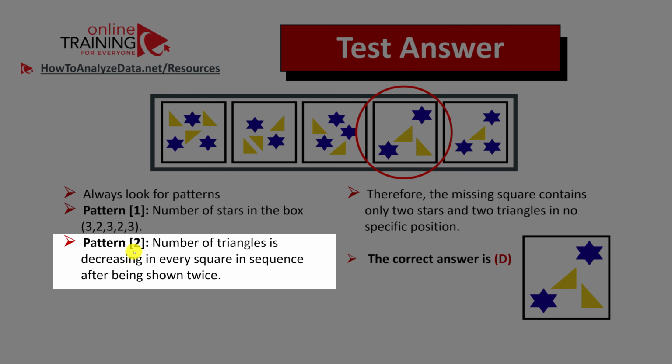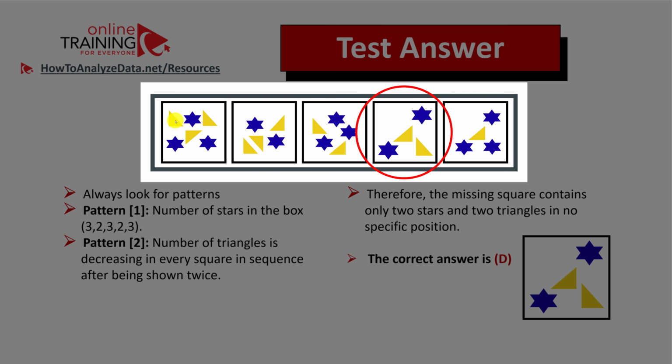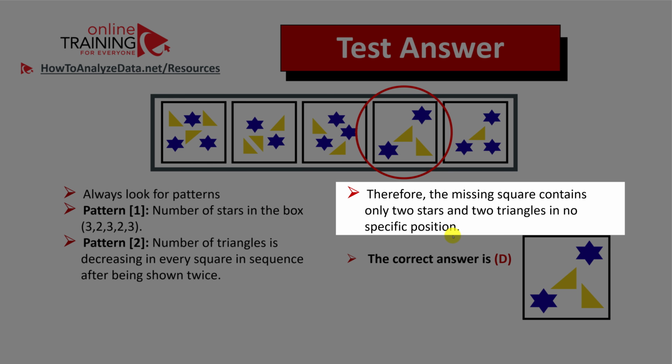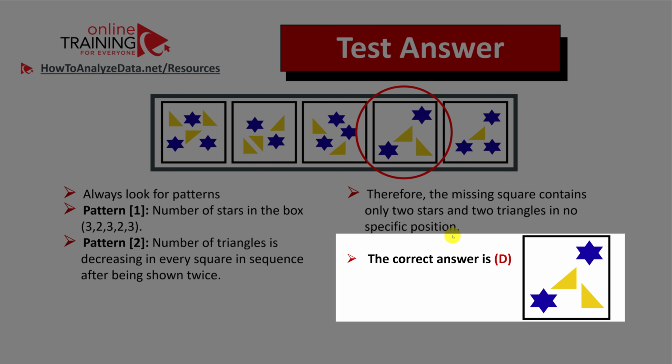There is also a pattern of decreasing triangles, and you see that the number of triangles decreases in sequence after being shown twice. For example, object number 1 has 3 triangles. Object number 2 also has 3 triangles. The next object has 2 triangles. So following this pattern, the missing object will also have 2 triangles, and then the last one will have 1 triangle. This is why the missing square contains only 2 stars and 2 triangles in no specific position. So the correct answer here is choice D.